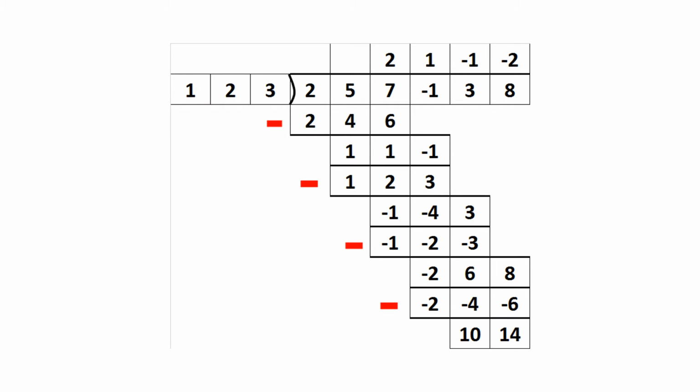Now we're dividing the tuple 1, 2, 3 into 2, 5, 7, negative 1, 3, 8. 3 tuples go into 3 tuples. So we're going to start above the 7 in the 2, 5, 7, negative 1, 3, 8. We ask ourselves, how many 1s give you 2? 2. Okay, 2 times 1, 2, 3 is 2, 4, 6. Now, we're going to subtract each of those numbers, negative 2, negative 4, negative 6, and add them to the 2, 5, 7.